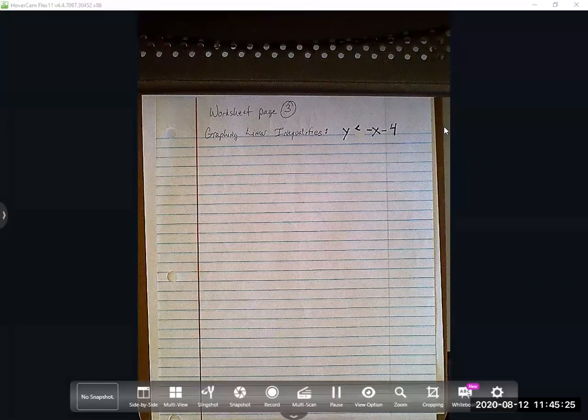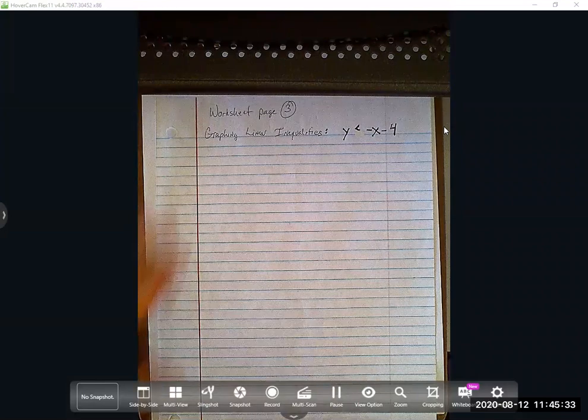Well, good morning again. This is going to be us reviewing how to graph linear inequalities. So today we're going to graph the linear inequality y is less than negative x minus 4. And this goes with worksheet page 3 in Algebra 1.